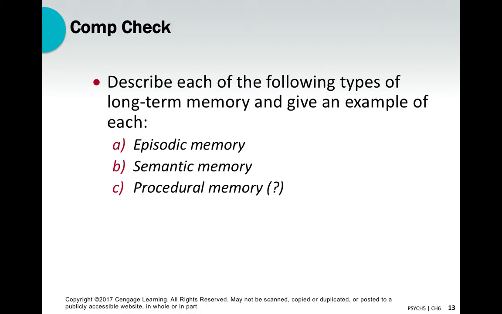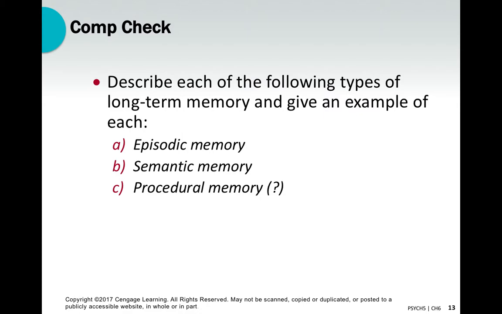Okay. So let's do a quick comprehension check before we move on. You'll probably need to pause the video after I discuss the question. But describe each of the following types of long-term memory and give an example. So episodic, semantic, and procedural. Go ahead and pause the video, write an example down yourself.